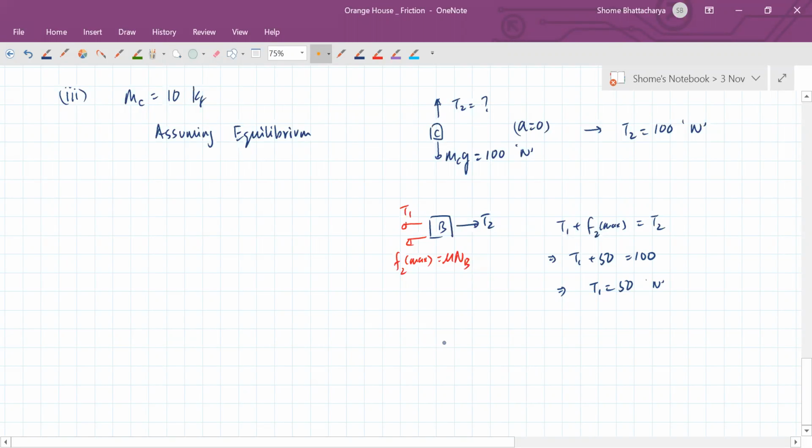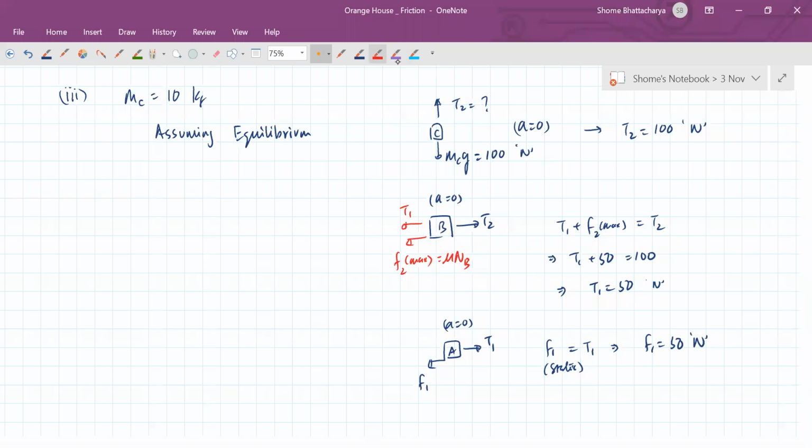Now we come to block A finally. Block A also needs to be in equilibrium. So the tension T1 acting on it needs to be balanced with static friction. So F1 static needs to be equal to T1. So we need F1 of 50 newtons. But this condition now we can see is not possible.